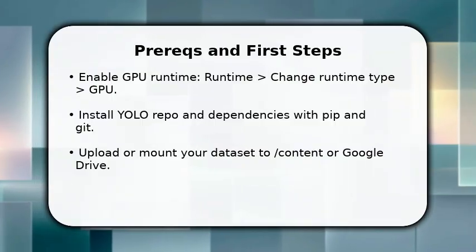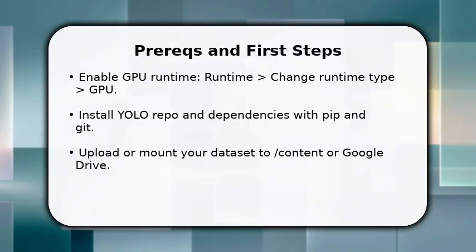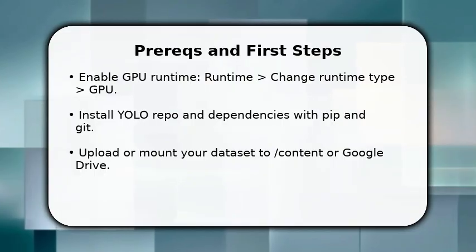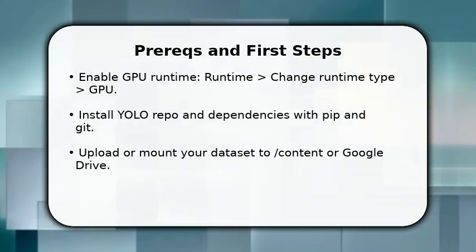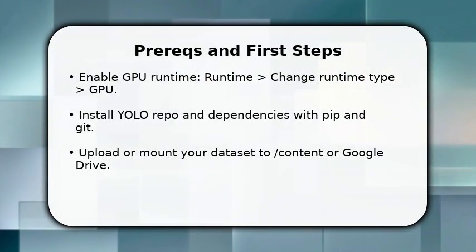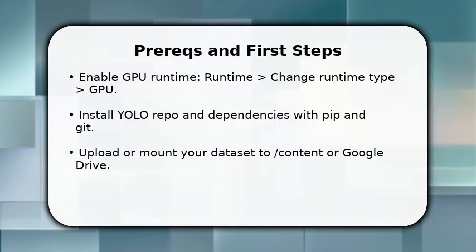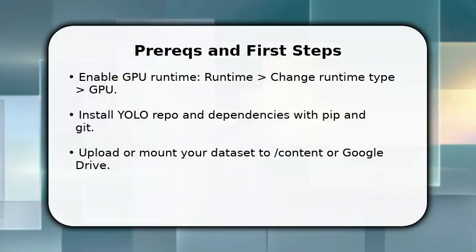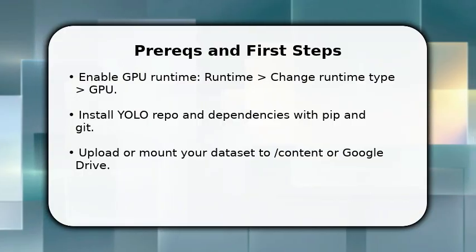You start by enabling GPU in Colab because YOLO needs CUDA acceleration for practical training and inference speeds. Once done, clone the YOLO repository and pip install required packages so libraries match model code. Then mount Google Drive or upload your dataset into /content to keep files persistent.